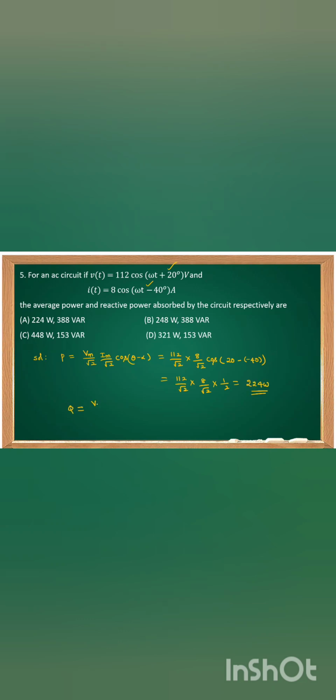Reactive power equals Vm by root 2 into Im by root 2 into sin of theta minus alpha. What is Vm, sir? Vm is 112, so 112 by root 2. What is Im? 8, so 8 by root 2, sin 60, that is 20 minus minus 40, sin 60. Sin 60 equals root 3 by 2. This is how much you can get.